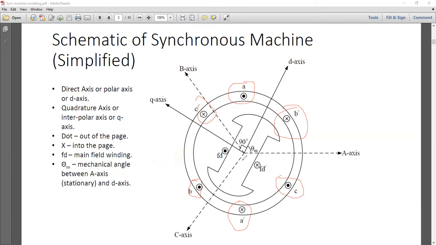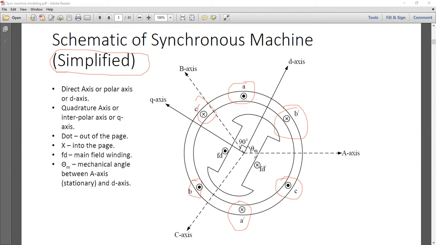Okay, so these are our rotor coils. So you have 3 sets of coils in the stator circuit and 1 set of coil in the rotor circuit. This is the most simplified representation of a synchronous machine, a salient pole synchronous machine, that we have already discussed in our previous lecture. Okay, so there is nothing new in this slide.